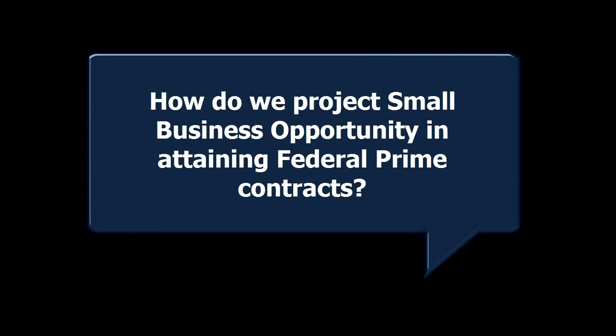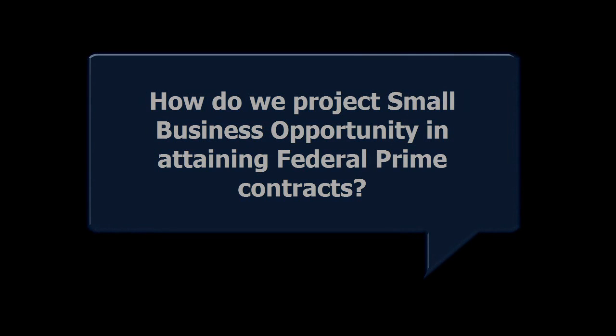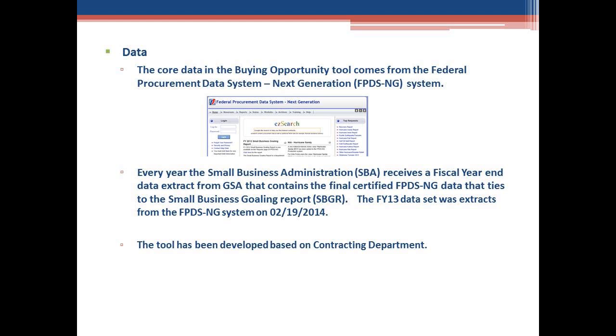So let's talk about the data in the tool. The core data in the Buying Opportunity Tool comes from the Federal Procurement Data System Next Generation, or FPDS-NG. FPDS-NG is an automated system used to collect and report federal prime procurement awards. Every year, SBA receives a fiscal year-end extract from GSA. This extract contains the final certified FPDS-NG data that ties to the Small Business Goaling Report. SBA accesses this data by importing it into a database.